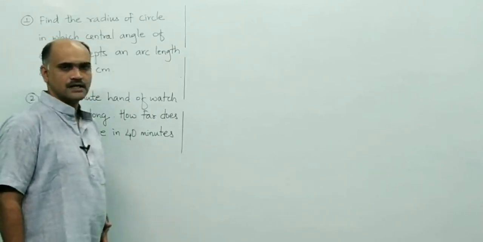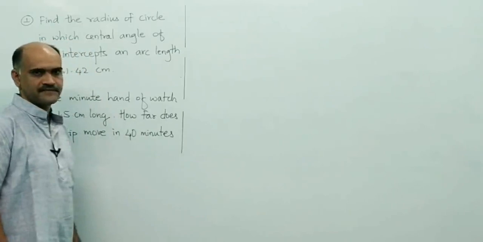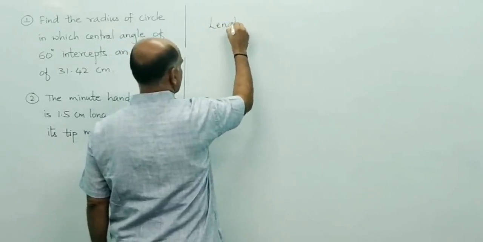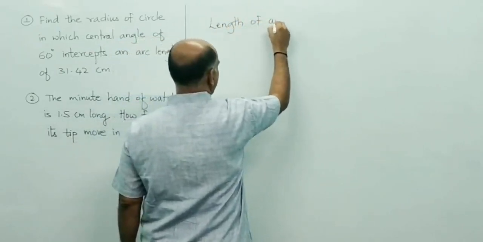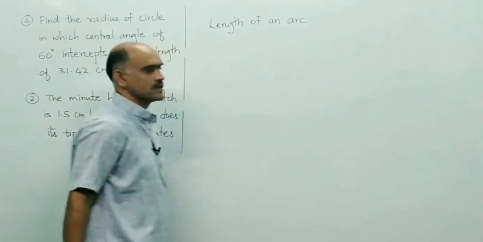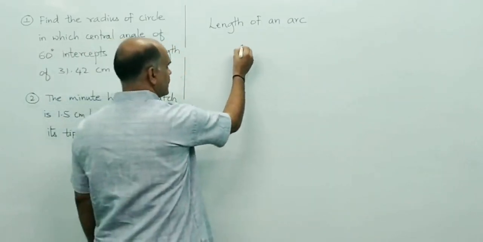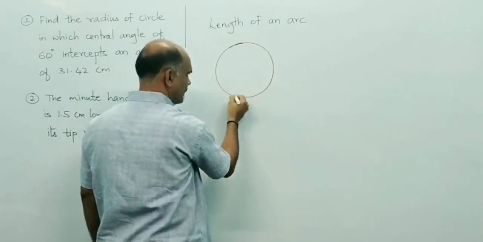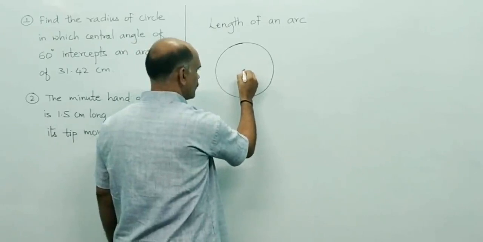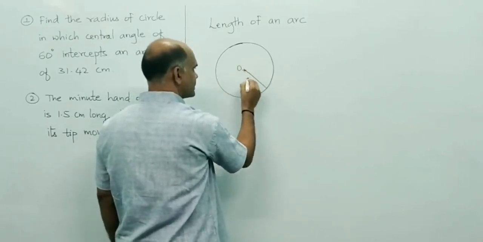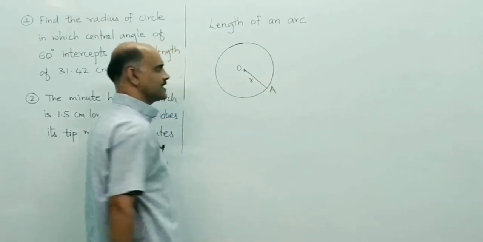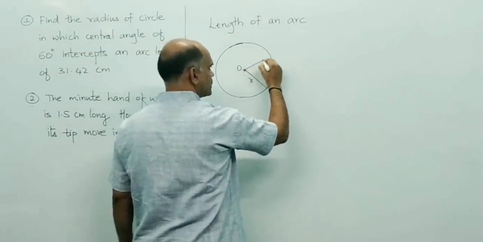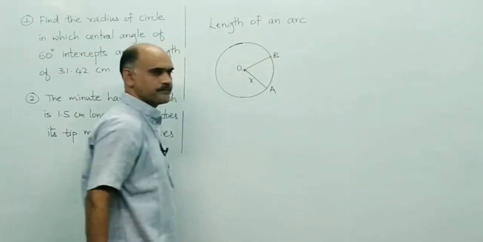Now students, we will see another two formulas or concepts. The first one is the length of an arc. Now if I take a circle with center O and radius R, this point I will take as A. Then let it move from here to B. So another point I will take as B.